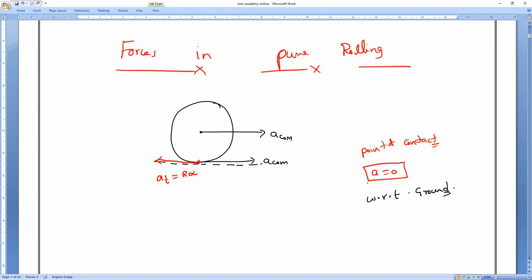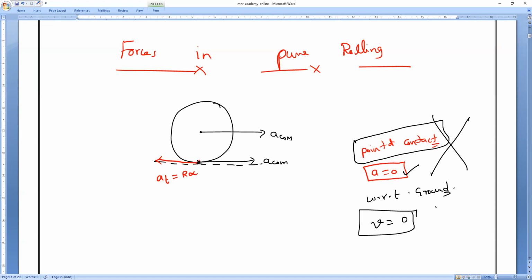That is what I'm asking. So if I say at the point of contact, the acceleration is 0 with respect to ground, that statement is wrong. Of course these two accelerations are equal and opposite, then the velocity of the body becomes 0, but always there will be some acceleration which is acting towards the center. What is that acceleration? Radial, or we can say centripetal acceleration. So that is why the point of contact acceleration is not 0.